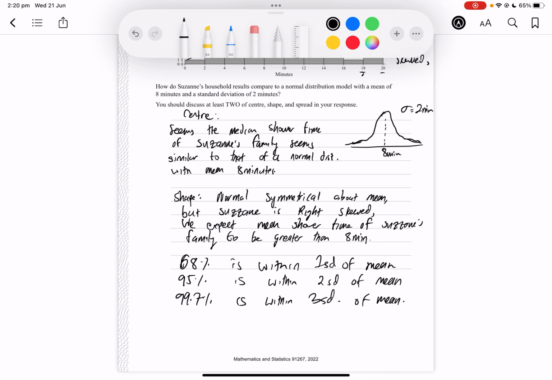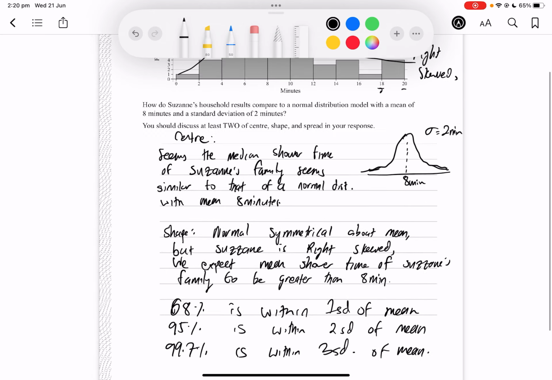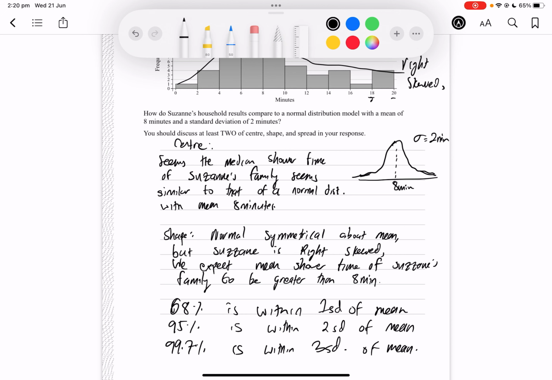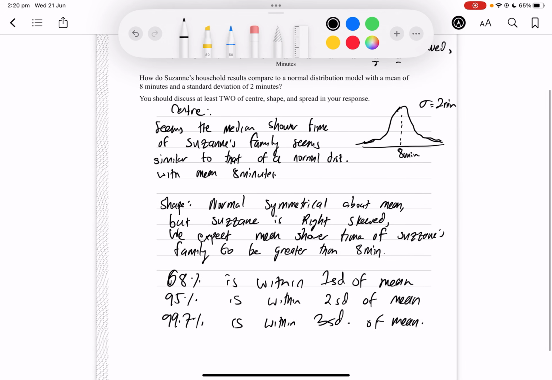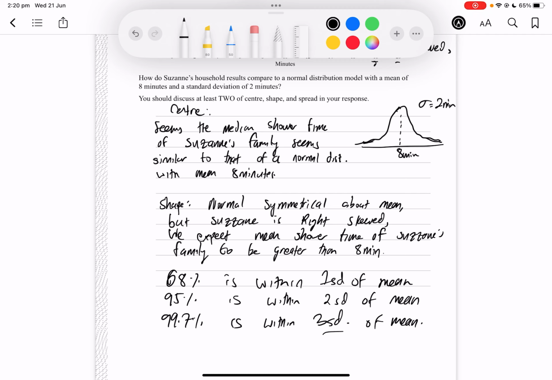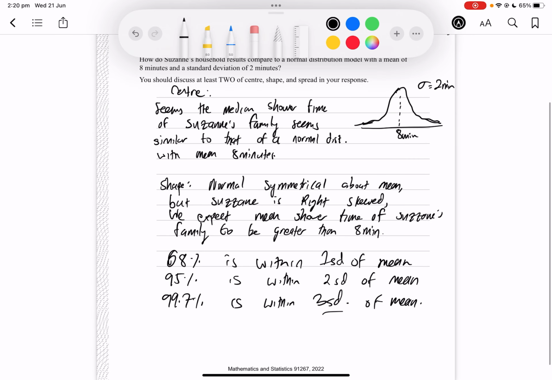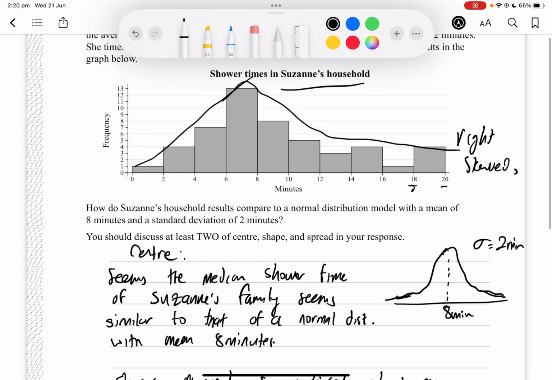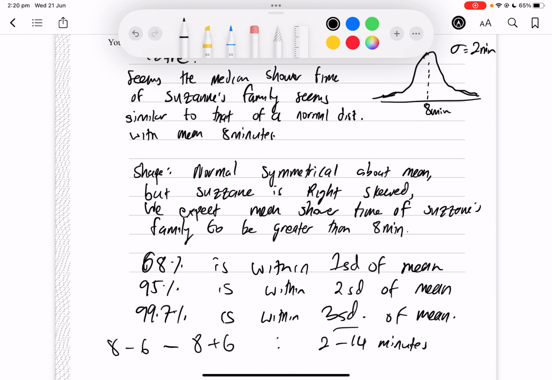So why am I bringing this up? The reason is because we can really easily look at the spread of the normal distribution compared to that of Suzanne's family. If you look at the last threshold here, 99.7% of the data is within 3 standard deviations of the mean. So we're expecting most shower times to be within 8 minus 6 to 8 plus 6, so 2 to 14 minutes. And when I say most, I mean extremely most, because 0.3% is a very, very small ratio. So we expect almost nothing to be above 14 minutes.